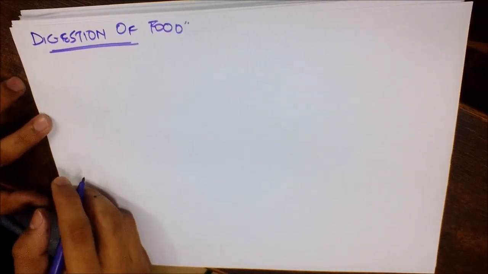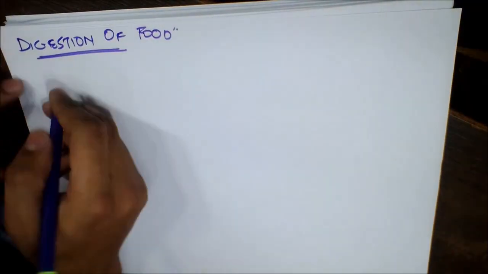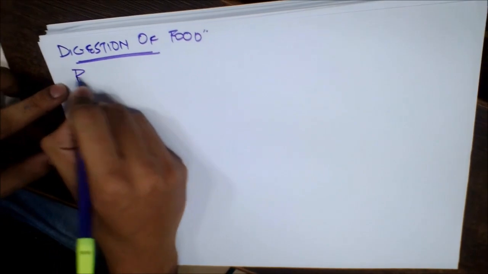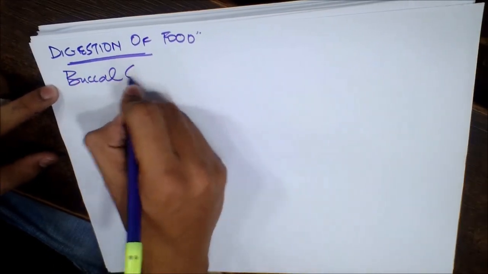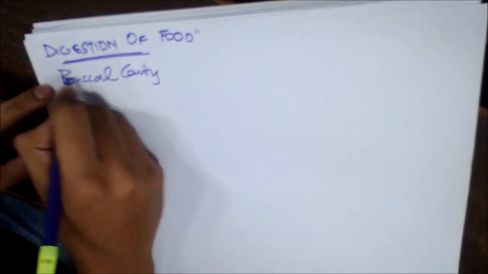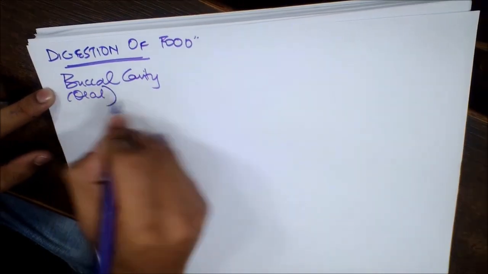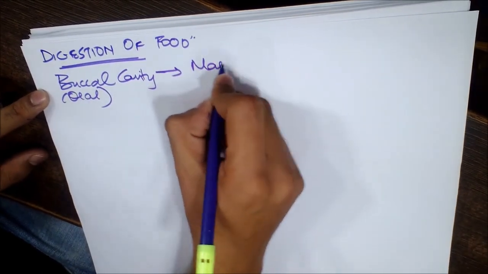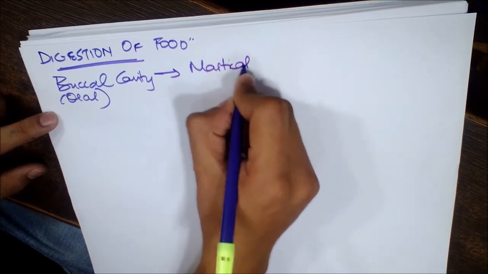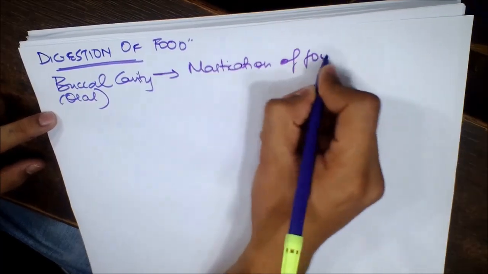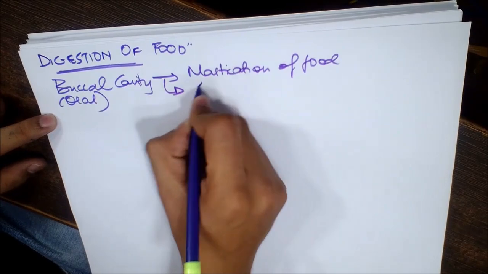The process of digestion is accomplished by mechanical and chemical processes. It begins in the buccal cavity, also known as the oral cavity. The buccal cavity performs two major functions: mastication of food and facilitation of swallowing.